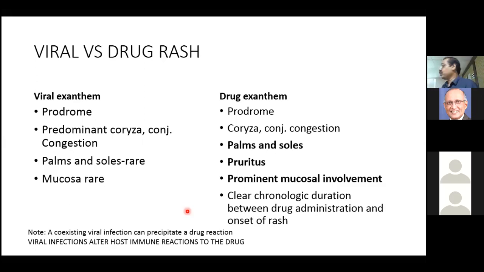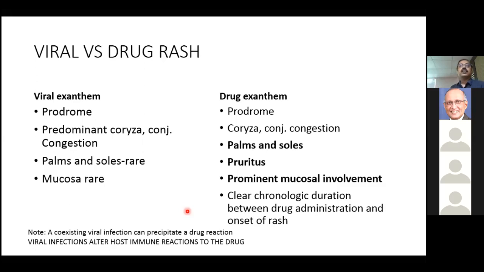That's the comparison we are trying to make here. So both of them have a prodrome. Both of them have predominantly coryza-like symptoms, conjunctival congestion. But when you see palms and soles involvement, think of an erythema multiforme. I mentioned one of the few viral infections which present with palms and soles involvement is hand, foot, mouth disease. Pruritus should go more in favor of a drug rash. Pruritus can occur even in a viral infection, but usually it depends on the intensity of the inflammation, because there are neuroimmunomodulator mediators which actually cause pruritus even in viral infections. But the extent of pruritus will be much more intense in the case of a drug rash.